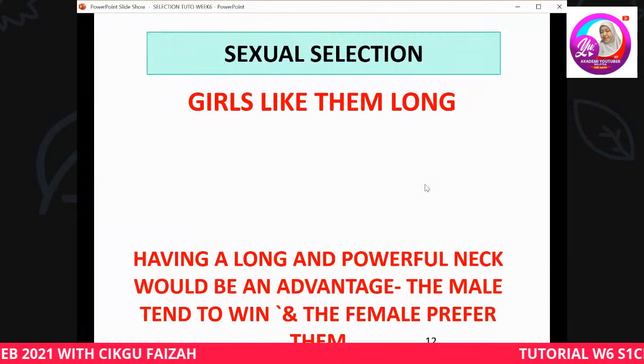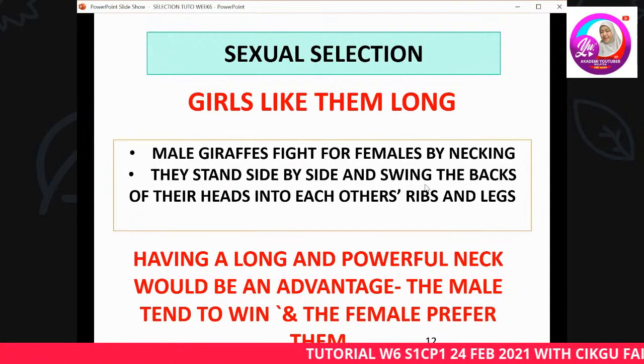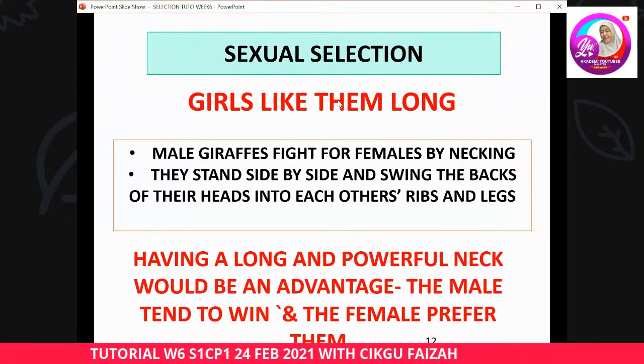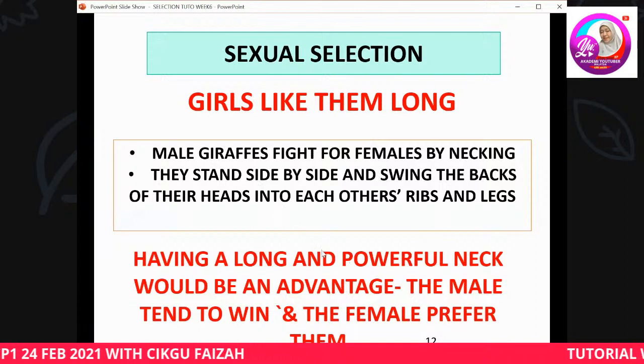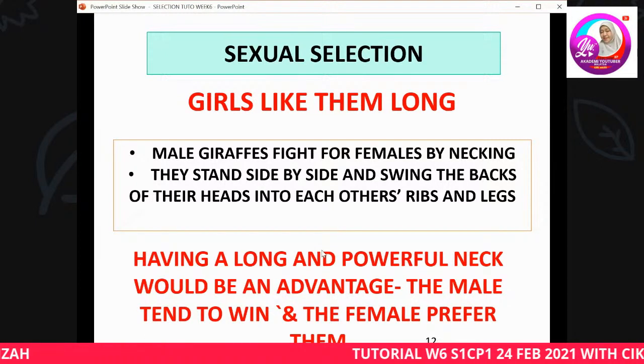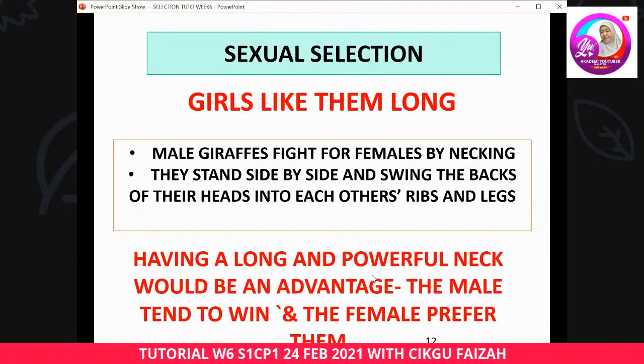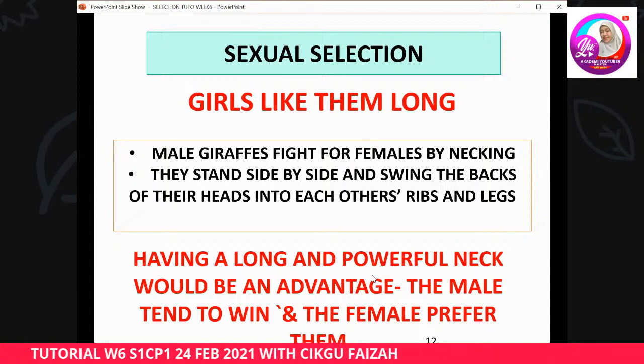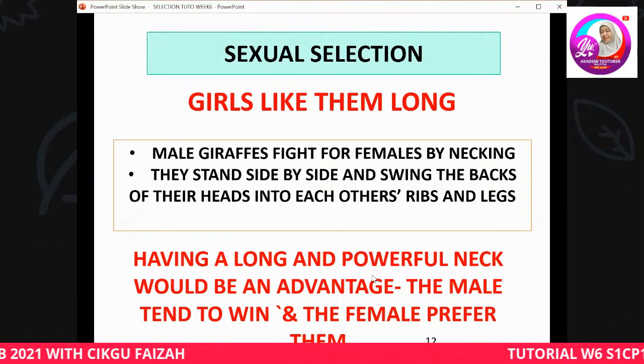Okay, let's see. Sexual selection: girls like them long. So male giraffes actually use their long neck to fight, to fight for mating, or if you look, fight to win the female. So actually in the population of giraffe, the female prefer the favorable, teacher ulang sekali, the keyword tadi, class, favorable, the long neck.